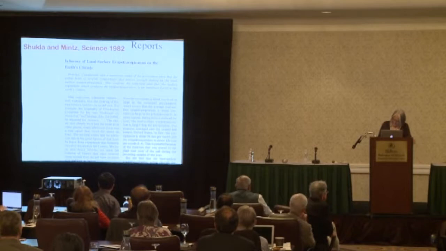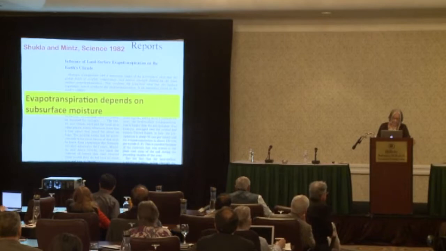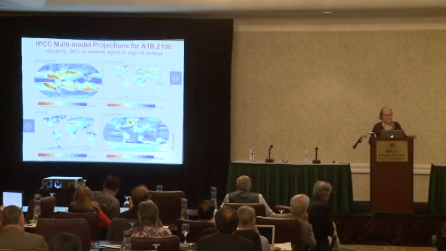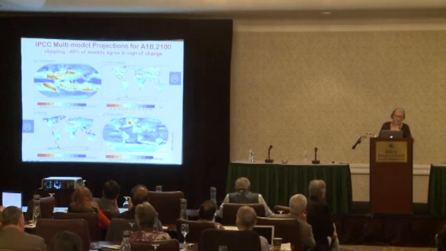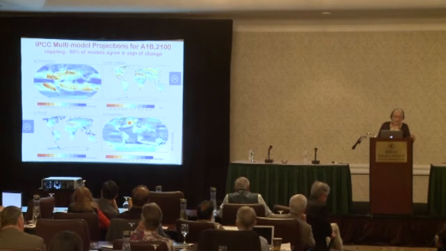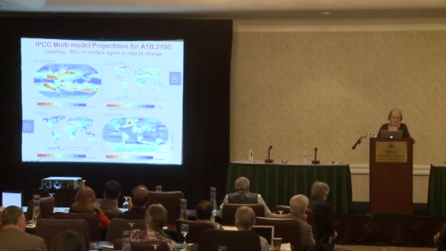So obviously evapotranspiration depends on subsurface moisture. And we go back to the last century, the fourth IPCC. Here on the upper left, you see precipitation and all the dots. What is plotted is the multi-model mean, and the dots mean that 80% of the models agree in the sign of the change. So this is 2100 minus the present day. If you look at precipitation, you see the Hadley cell increasing, the expansion of the Hadley cell.